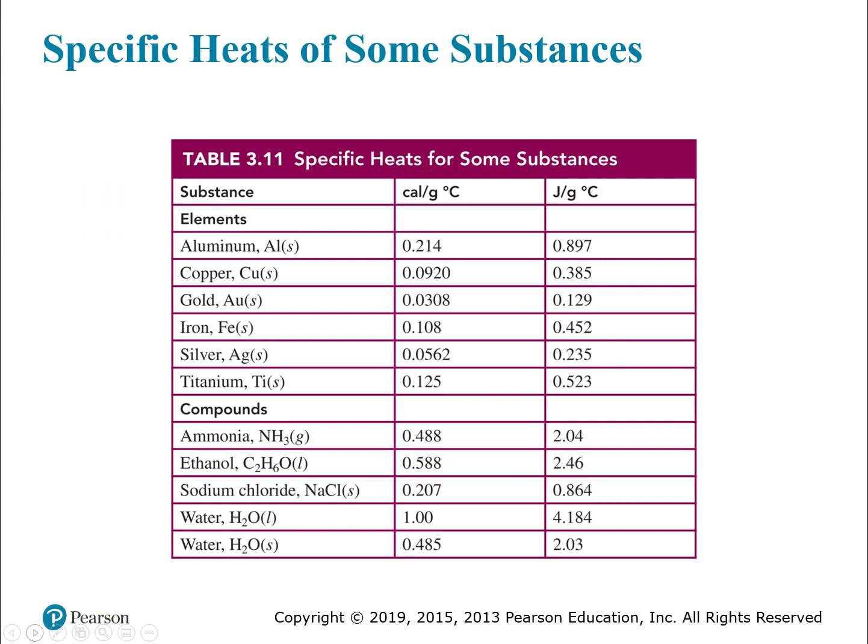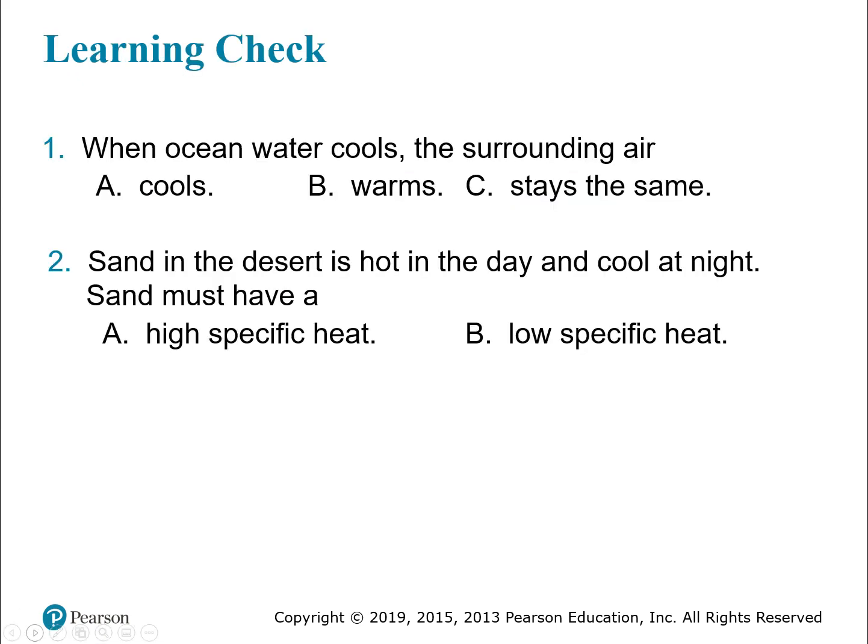This table has specific heats for some substances. So you can kind of see the difference. There's some metals and some other compounds. Kind of relative, metals have really low specific heat and water is kind of high. That kind of thing. Now let's think through a little bit about specific heat, and we'll do a couple of conceptual learning checks.